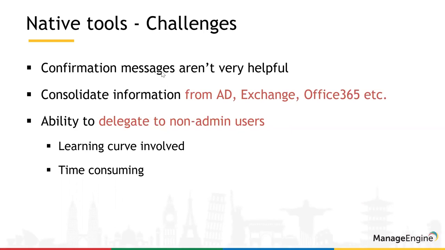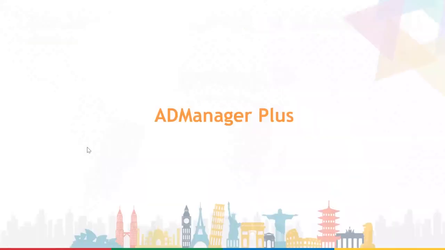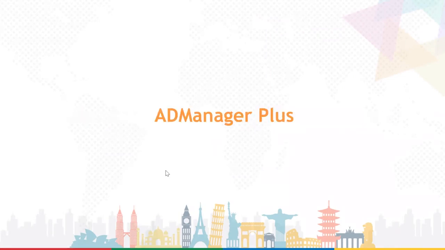I'm not diving into the details here, but these are just the basic challenges that I see with the native tools. So that's why we thought, all right, how do we help administrators manage a hybrid infrastructure? How do we help them organize their on-prem and O365 infrastructure a bit more effectively? Okay. We introduced a tool 13 years ago named AD Manager Plus in the market, starting off with just managing the on-prem infrastructure alone, right? So we started off with the on-prem infrastructure, and then we scaled to Exchange, and then we scaled to Office 365 and G Suite.